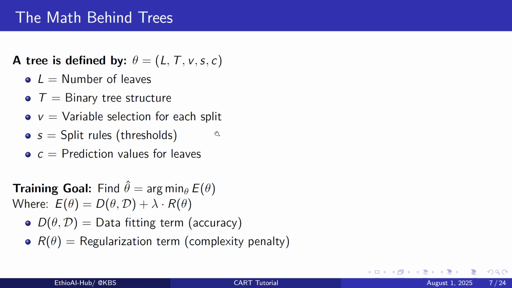So mathematically, the goal is to find the predicted tree with the argmin of the expectation of theta, or the tree where the expectation of theta is given by a function D of the theta, or the tree, by the observed data. This is just the fitting of the data, plus some normal regularization term.